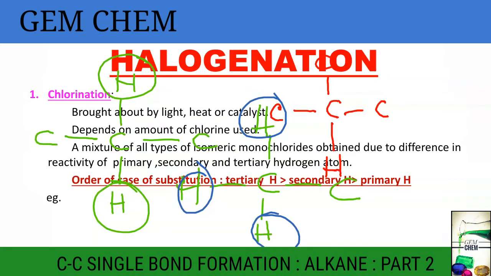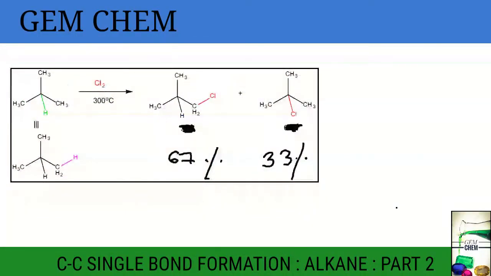Now let us see an example. This is an example where we have primary hydrogens here, and a tertiary hydrogen that is given in the green color. Observe this very carefully. We know that the reactivity of tertiary hydrogen is more compared to that of the primary hydrogen. But here the yield is different. For tertiary, the yield is basically 33%, and for primary it is basically 67%.